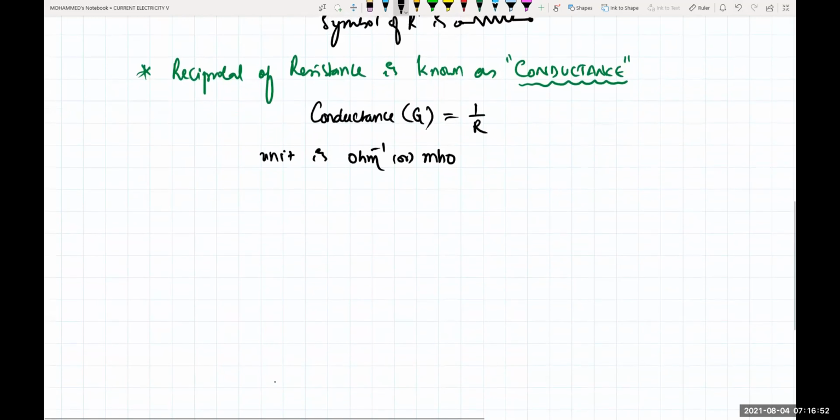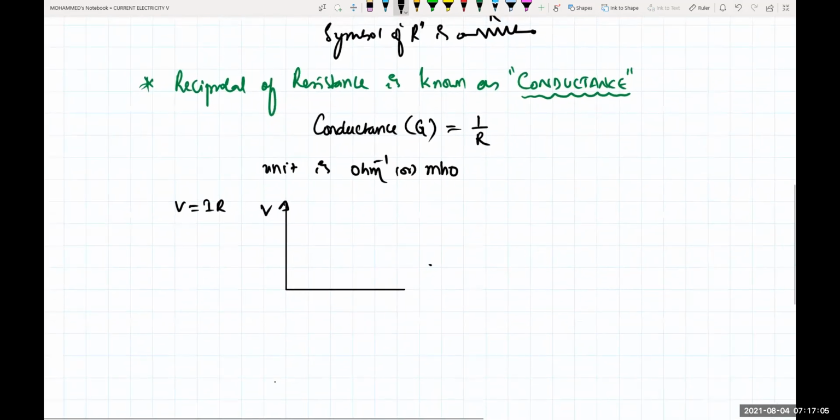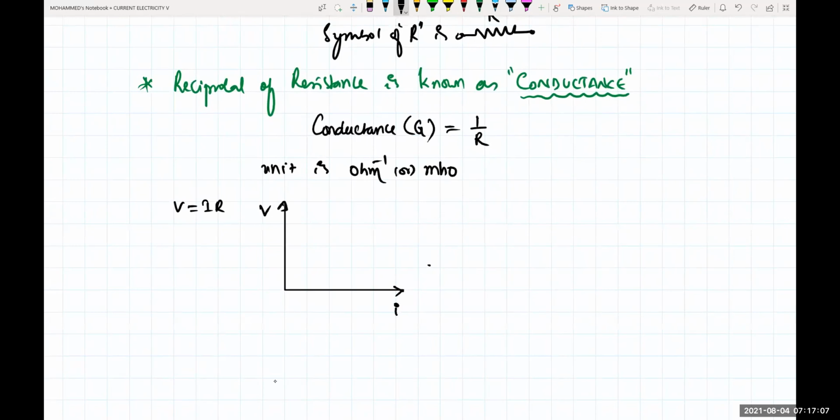So if I'm drawing the graph for V is equal to I into R, how do we get the graph? We'll be getting the graph like this for V is equal to I into R. On the y-axis we take V, on the x-axis we take the current I. Then this graph will be a straight line passing through the origin.